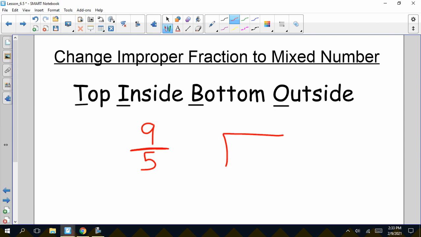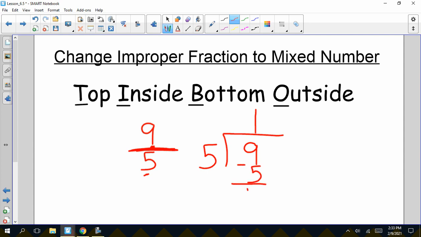Now this fraction bar literally means to divide. So we're really going to divide 9 by 5. So the top number goes inside, the bottom number goes outside. So in order for students to remember how to change that improper fraction, we use the word TIBO. Now we divide like we normally do. 5 goes into 9 once. That's going to be our whole number, or the big number in the mixed number.